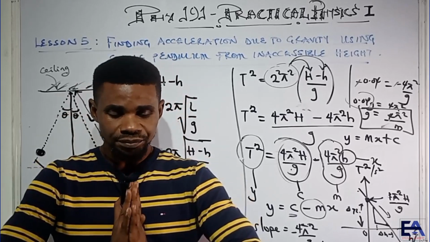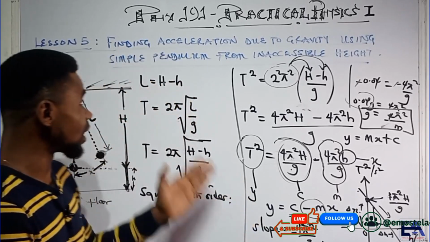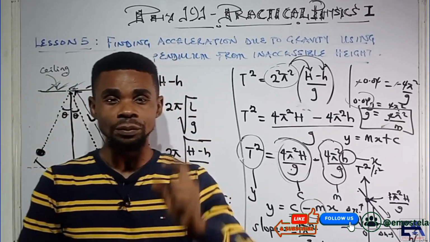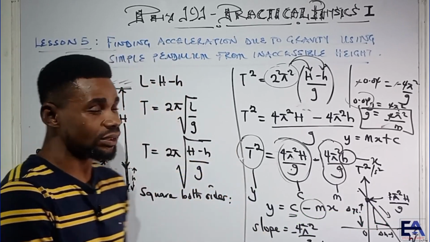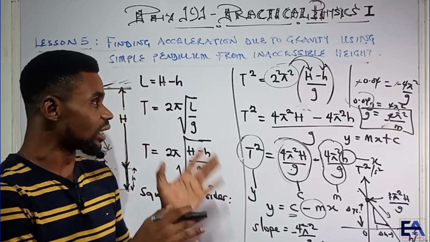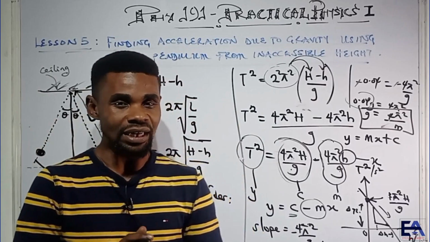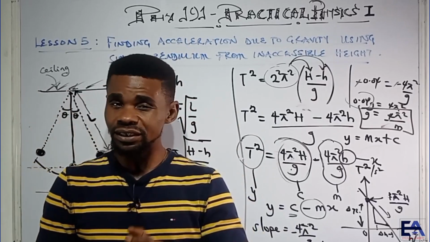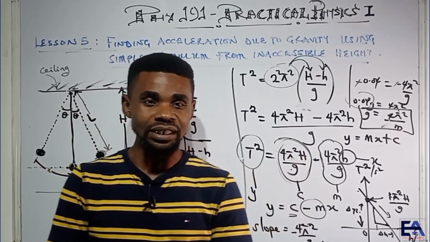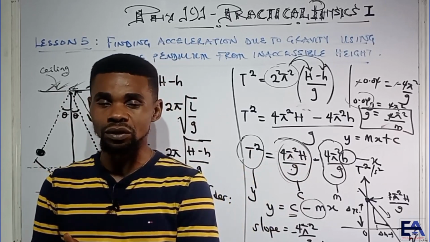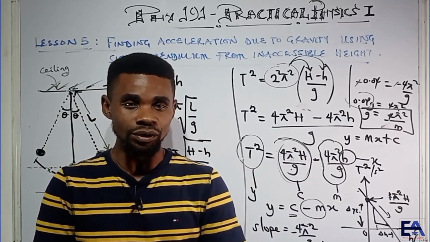Okay, so we've come to the end of this particular section in which we tried to find the acceleration due to gravity using a simple pendulum hung from an inaccessible height. We've also been able to make important deductions, and we also learned how to convert the nonlinear equation into a linear equation. So we have learned, and then I'm going to see you in the next video. In the next video, we'll be discussing something similar to this, but in that case, we are not dealing with the simple pendulum experiment. We are rather dealing with a mass that is hung on a string.